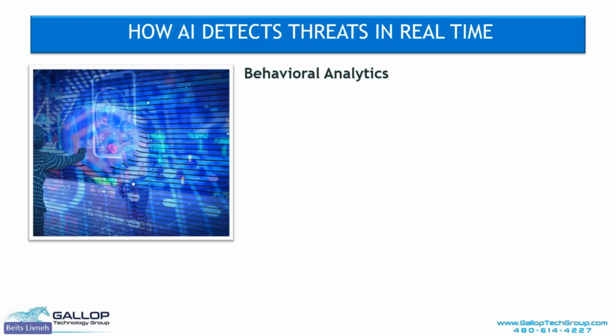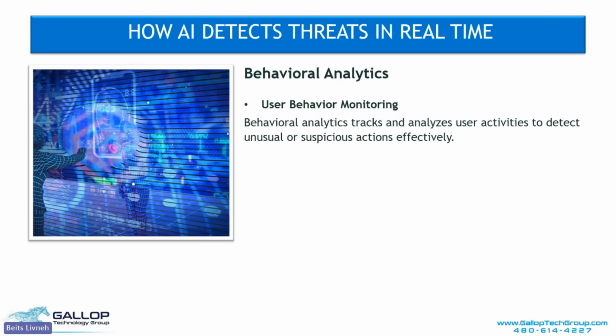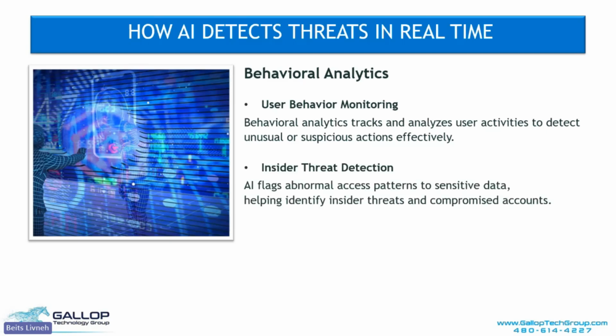It tracks and analyzes user activities to detect unusual or suspicious actions effectively. It is used for insider threat detection, which is a huge thing these days. It flags abnormal access patterns to sensitive data. Somebody in the accounting department or in the tech support department doesn't need access to the other department. It will identify that as a potential insider threat and compromised accounts.